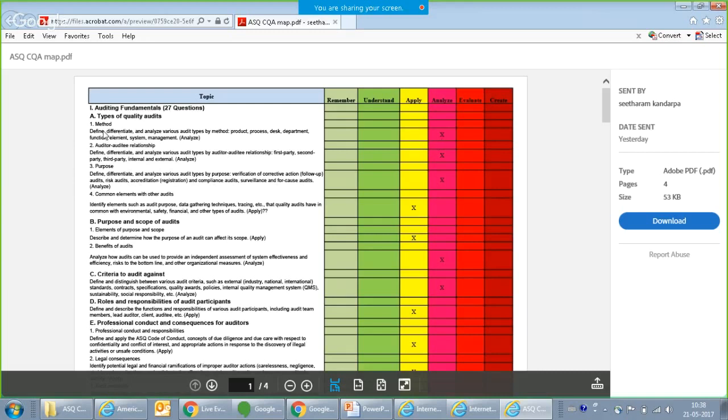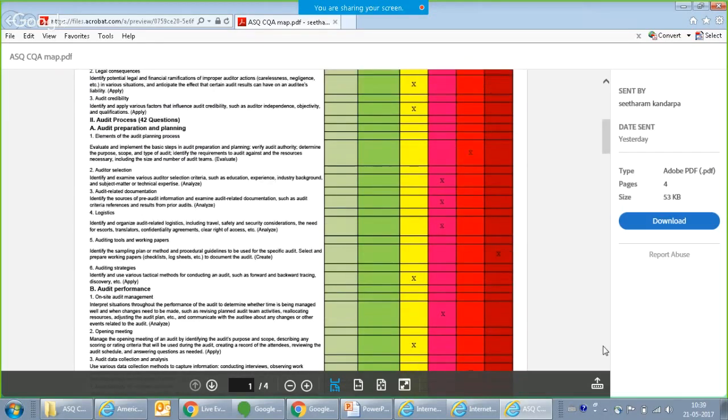For example, the method under types of quality audits under auditing fundamentals. This covers analyze. So the question in the exam will come under this level. Accordingly, the difficulty levels have been mapped here. As an exam participant, every candidate needs to understand the levels, the difficulty levels, so that you can plan your preparation to succeed in this exam.